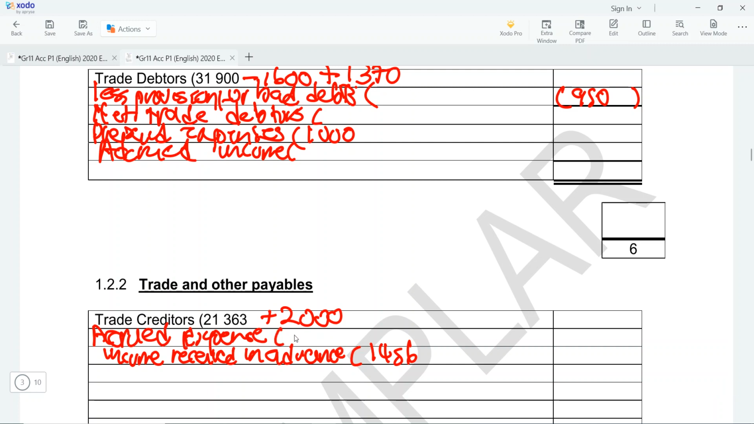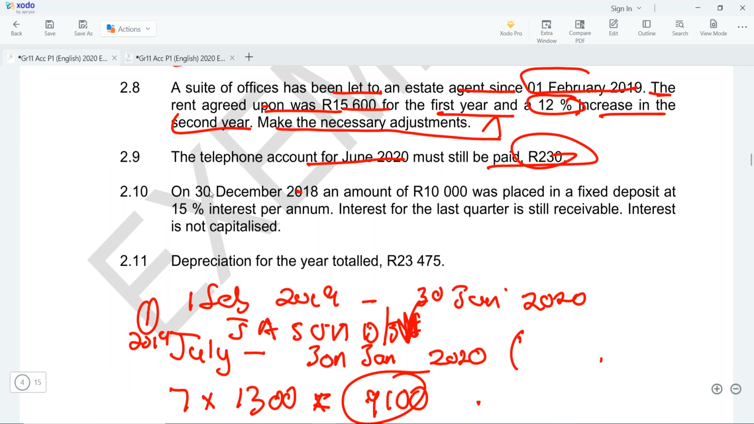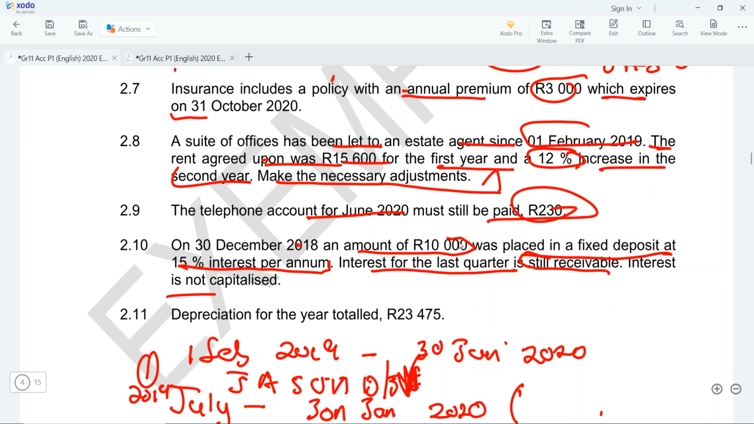Okay, then we go to the next transaction, and here what they're saying is that on 30 December 2018, an amount of 10,000 was placed in a fixed deposit at 15% interest per annum. Interest for the last quarter is still receivable. Interest is not capitalized. Now, if you check this, next year when we start the year, it will start the year with us. So meaning that we will receive interest for the entire month. So here they're saying that we only received interest for 3 quarters. The last quarter is still outstanding.